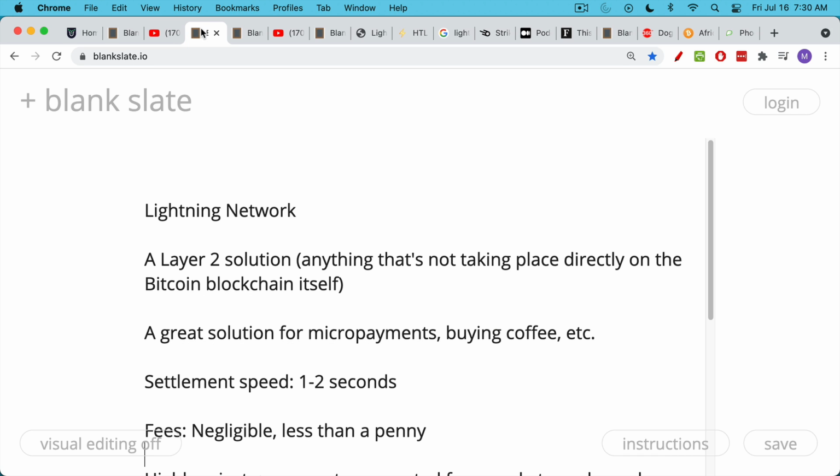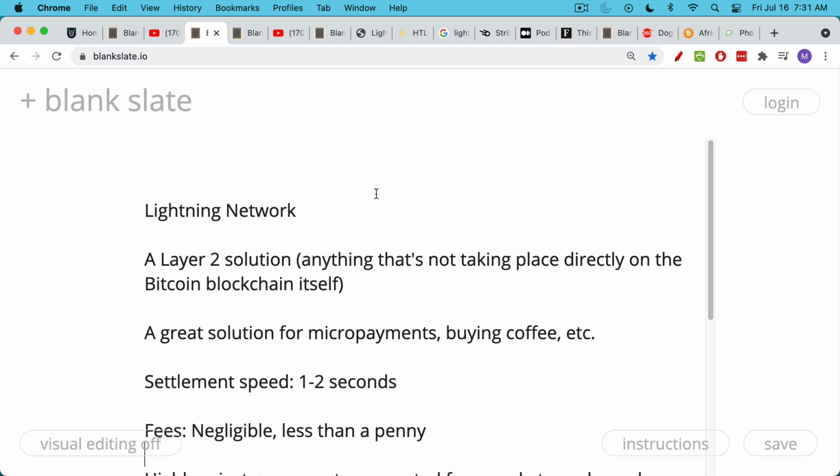Today we're going to talk about a layer two solution, which just means that it's something that's not taking place directly on the Bitcoin blockchain itself. It's built on top of it. This is called the Lightning Network. It's a great solution for micropayments, for the proverbial buying coffee with Bitcoin. And it has three main characteristics.